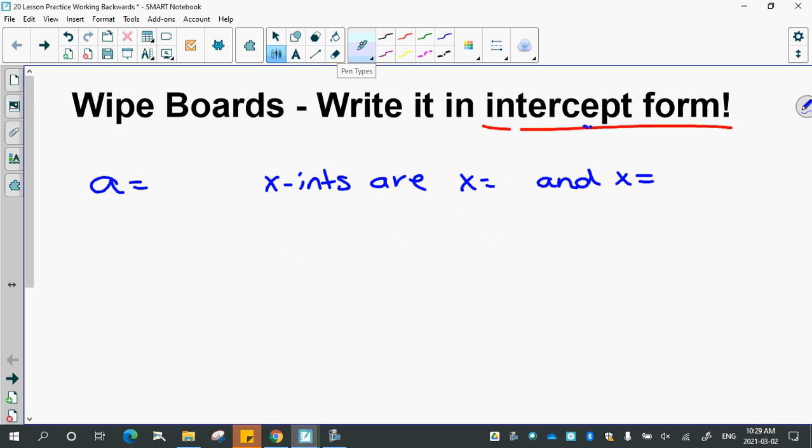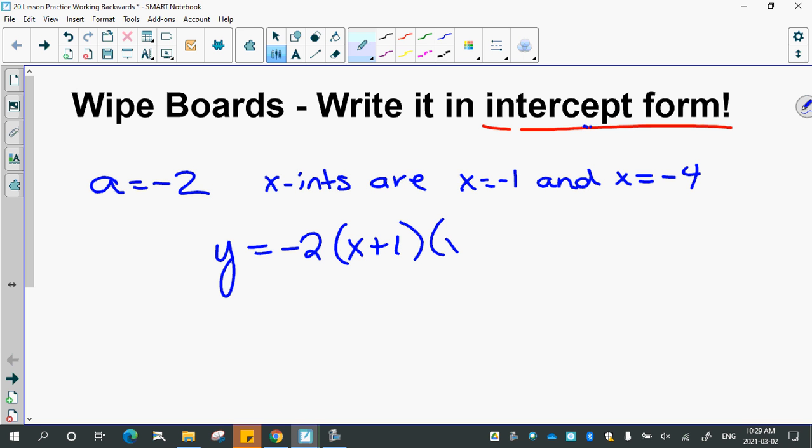So an a of -2 and x-intercepts at -1 and -4. y equals. Okay, so -2, and then that's going to be x plus 1, x plus 4. Good. Okay.